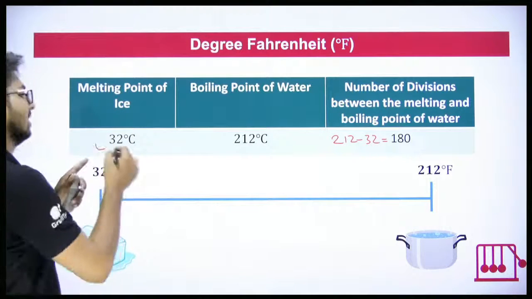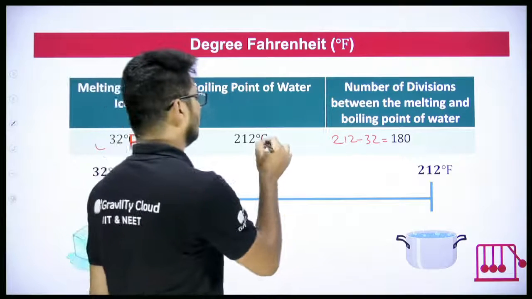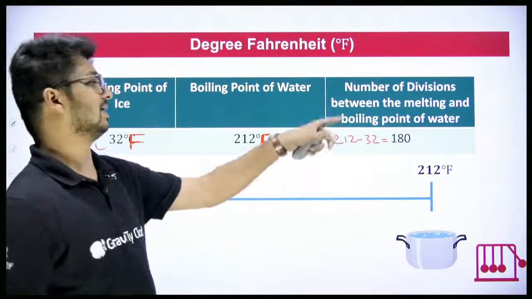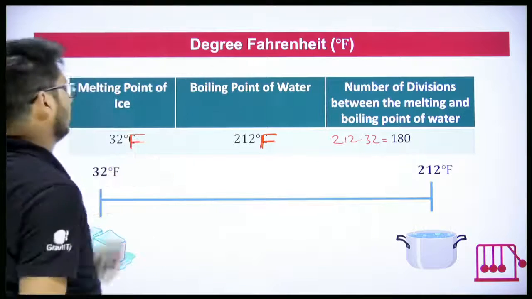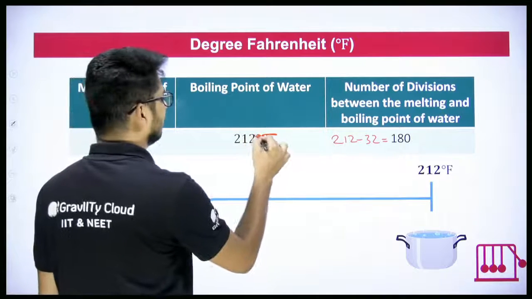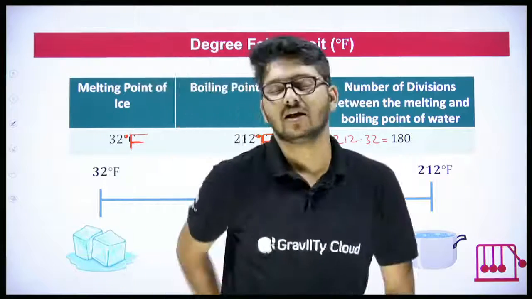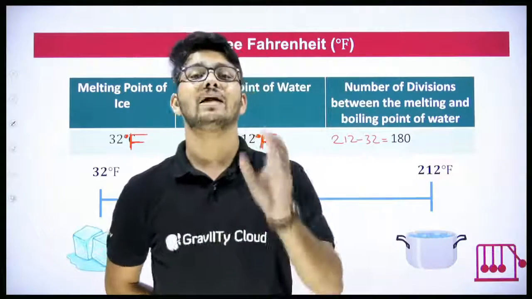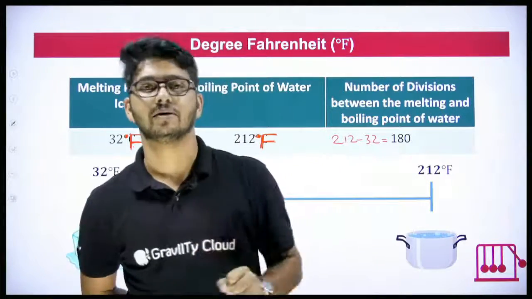So the melting point of ice is 32 degrees Fahrenheit, the boiling point of water is 212 degrees Fahrenheit, and the number of divisions between them is 212 minus 32, 180 divisions. Do not forget that for Fahrenheit, you have to say degree Fahrenheit. Degree is very, very important. These are some things that we have to remember. For Celsius, the melting point of ice is 0 and the boiling point of water is 100. For Fahrenheit, the melting point of ice is 32 and the boiling point of water is 212. You have to remember.